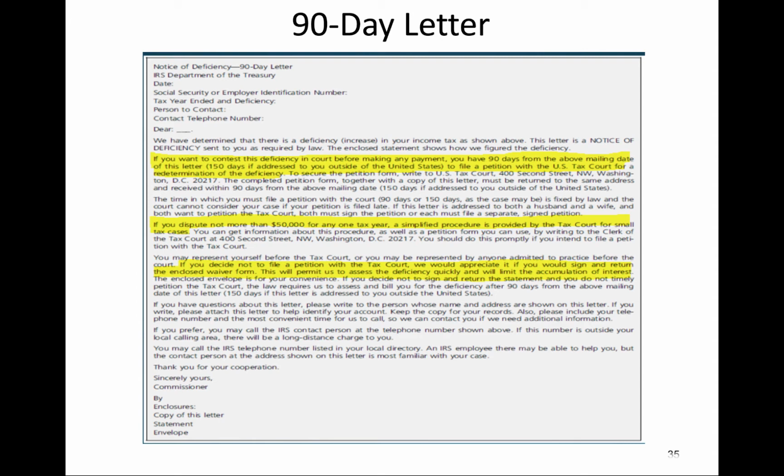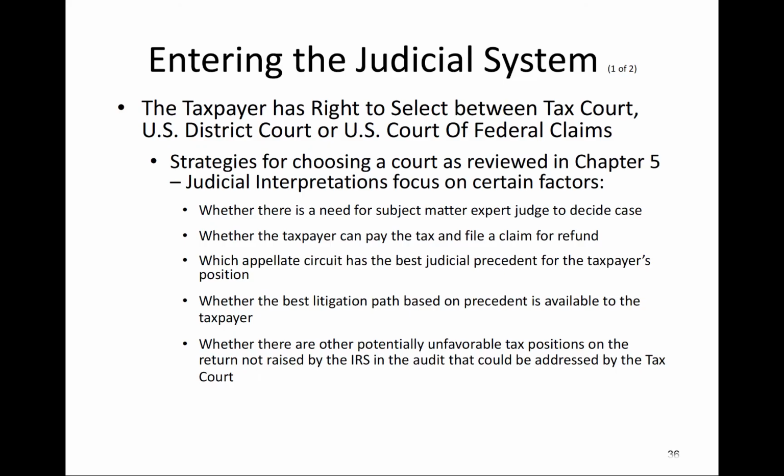So here's what the 90-day letter says. It's kind of similar to the 30-day letter. It gives you some information. Basically it says you have 90 days from the above mailing date of this letter to petition the tax court, or you can pay and you can go before the U.S. District Court or the Federal Court of Claims. I'll explain why you might want to do that.